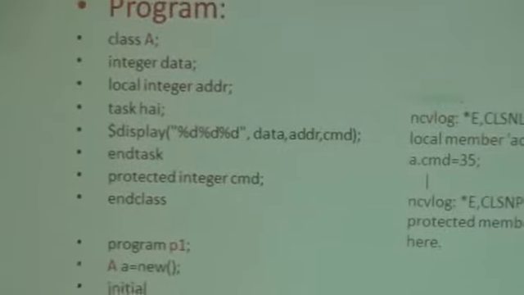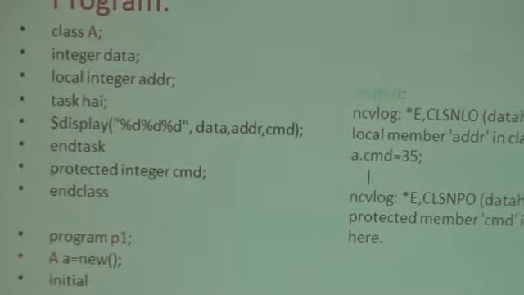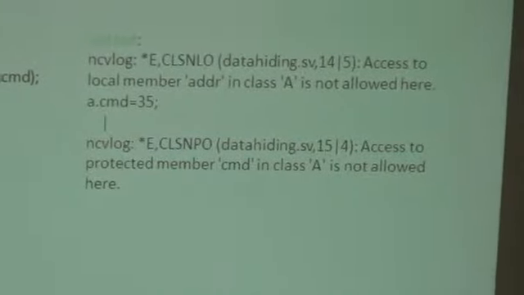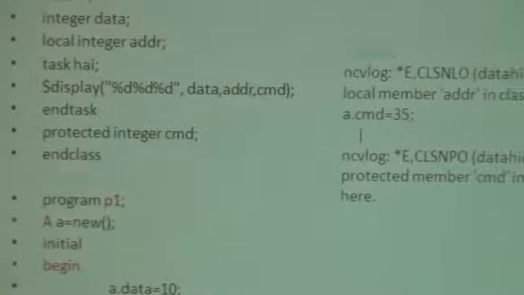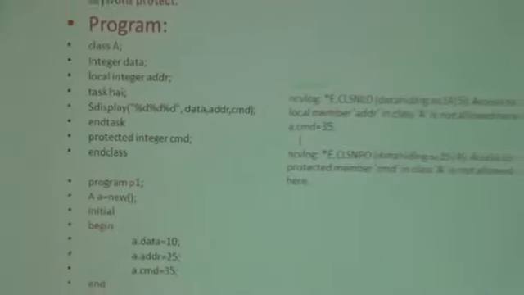What is address? Address is a local one. Since I was accessing it in the program block, I got the error that address in class A is not accessible here. In this way we will get the error, and we will see in the practical example how we get the error through the execution.